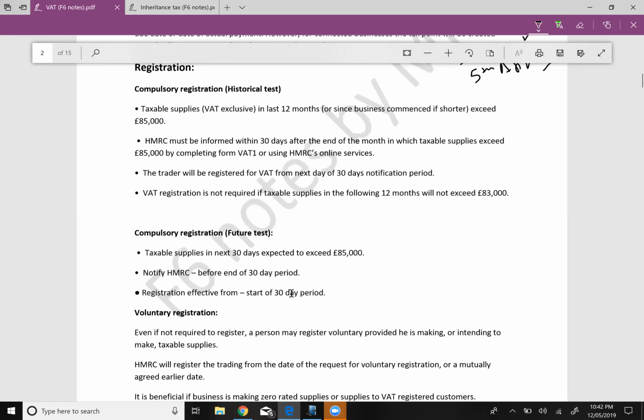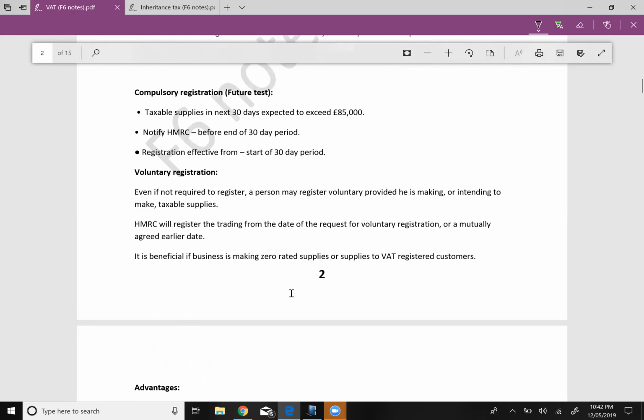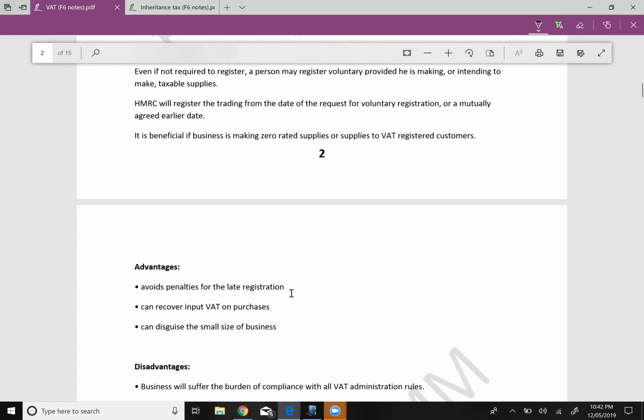So there are three types of advantages. Number one, you can disguise a small size of business. Number two, you can avoid late penalties. And number three, you can recover the input VAT on purchases. Now there are a few disadvantages as well.